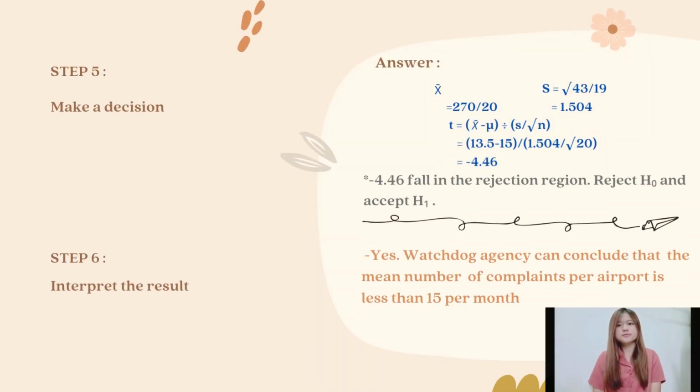Next, step 5 is to make a decision. The fifth step in hypothesis testing is computing the test statistic and comparing it to the critical value.